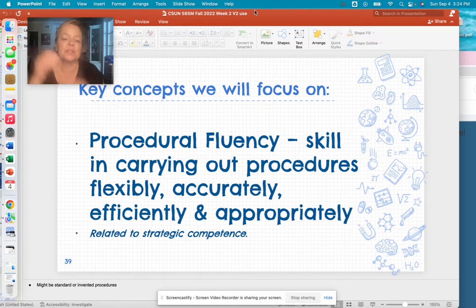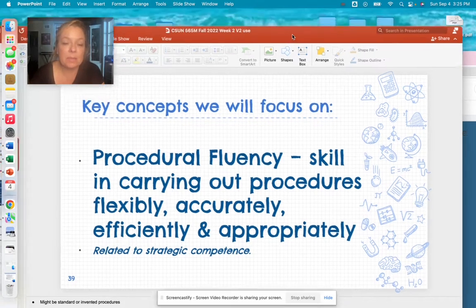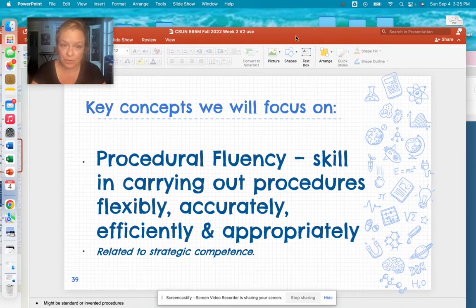This is related to strategic competence and how well a student uses a strategy that makes sense to them. We must note that this might be standard or it might be invented procedures. It might use a strategy that involves tool use. It might involve pictures, numbers, words. It will not necessarily look like the standard algorithm.